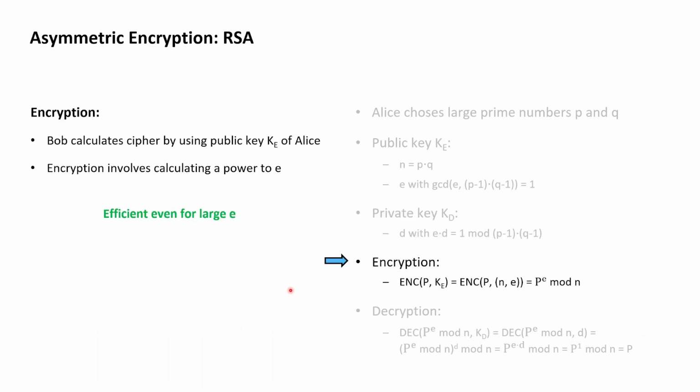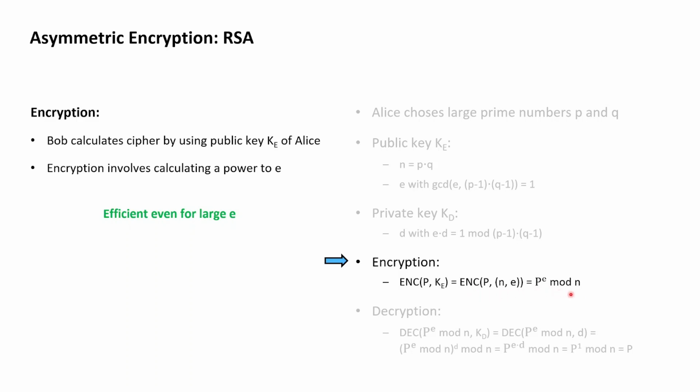Now that Alice has her public-private key pair generated and has made her public key available by publishing it, for example, in the public registry of public keys, Bob, who now wants to confidentially send a plaintext P to Alice, encrypts this plaintext P simply by just calculating P to the power of e modulo N, where e and N are the numbers of Alice's public key.